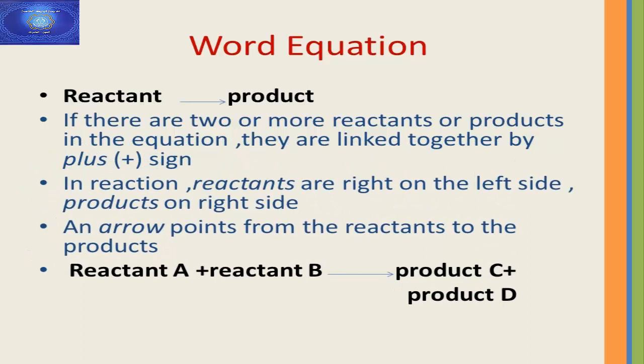So there is an example: reactant A plus reactant B gives product C plus product D. Now you understand how to write the reactants on the left side. If there are more, they are linked with a plus, and the products will be on the right side, also linked with a plus sign. In between them we use an arrow to show the reaction, and we read it as gives. Reactant A plus reactant B gives product C plus product D.